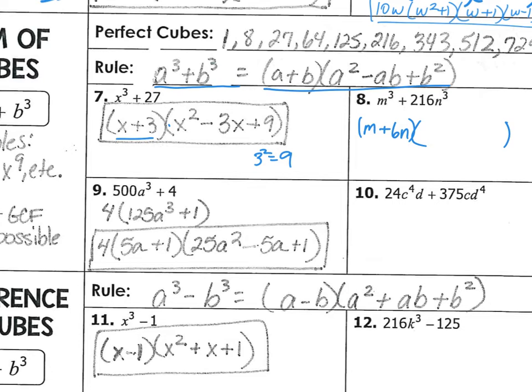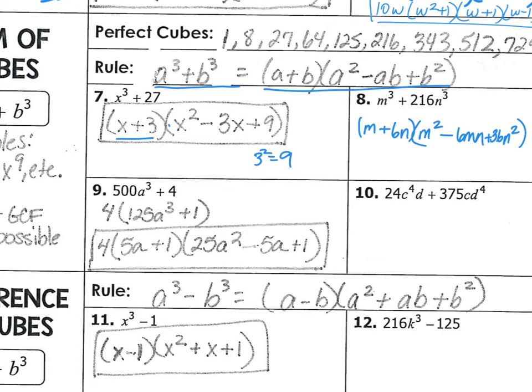All right, now I fill in the second parentheses. First one is m squared. Then I multiply the two things together, so it's 6mn, and that gets a minus because it's part of the rule. And then for the last one, I do 6n times 6n, so 6 times 6 is 36, and n times n is n squared. So I have m plus 6n, and then parentheses m squared minus 6mn plus 36n squared. When you have two letters multiplied together, you always write them in alphabetical order.